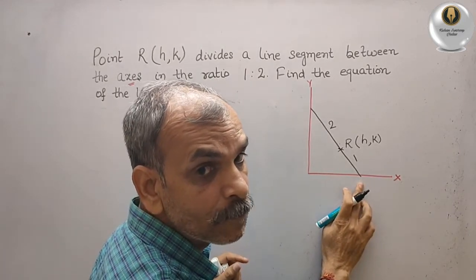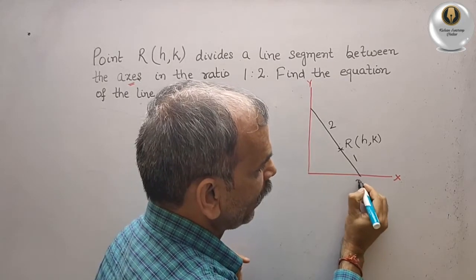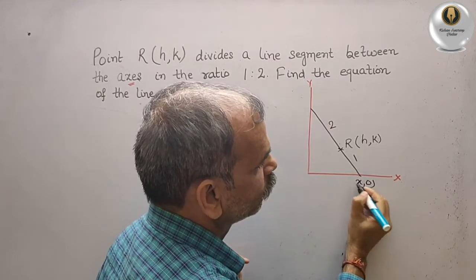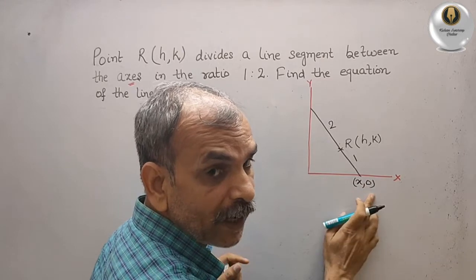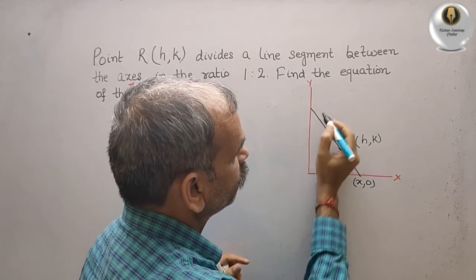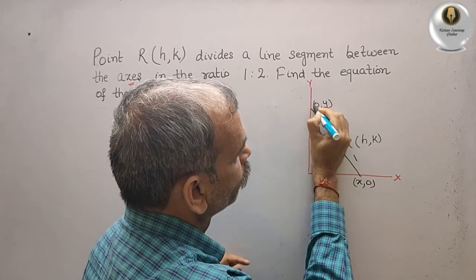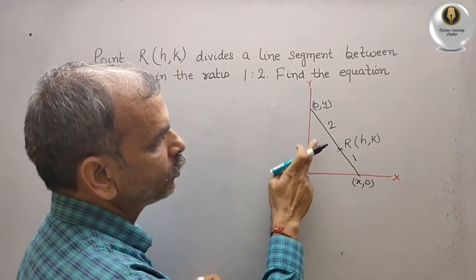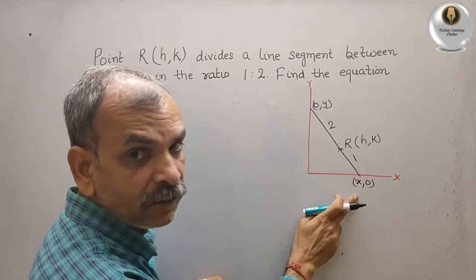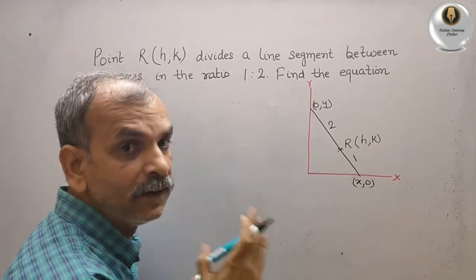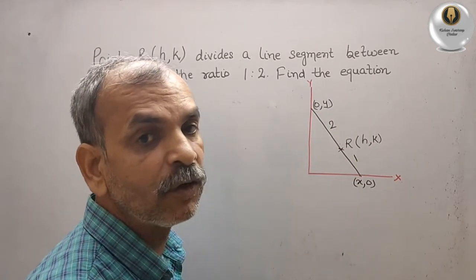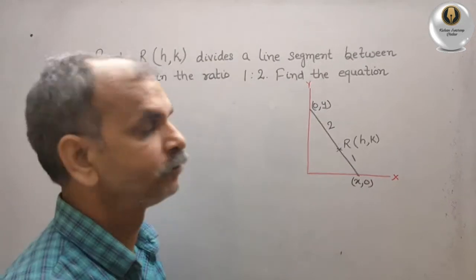Now, what are the coordinates of this point? (x, 0). Here y is 0. Here x is 0, so here it will come (0, y). Now we have two coordinates and the ratio. We will go for the section formula.